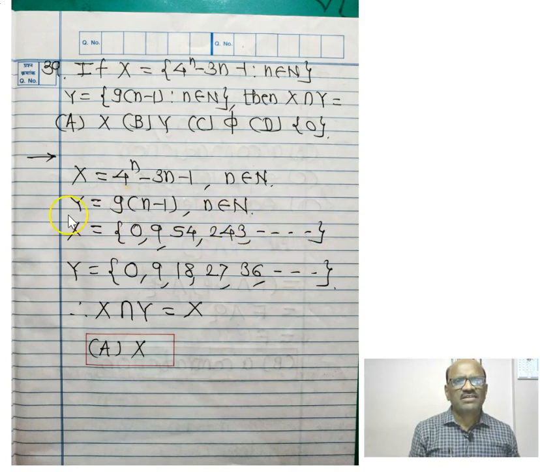What about the y here? y is equal to 9 in bracket n minus 1, where small n belongs to the capital N. Put n equal to 1, you get 0. n equal to 2, and in this way. What is x intersection y? x intersection y is nothing but x, and hence option A is correct.